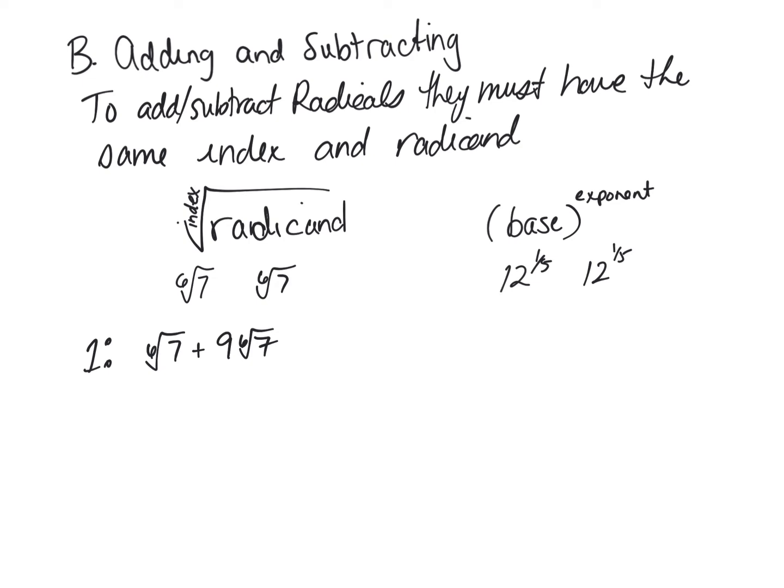I'm adding up how many I have. How many are there? 10, right? If that was x plus 9x, we would say it's 10x, right? If this was just x plus 9x, there would be 10 of them. So there's a 1 in front, right? So I have 1 6th root of 7, and I'm adding 9 more, so I end up with 10 6th root of 7.